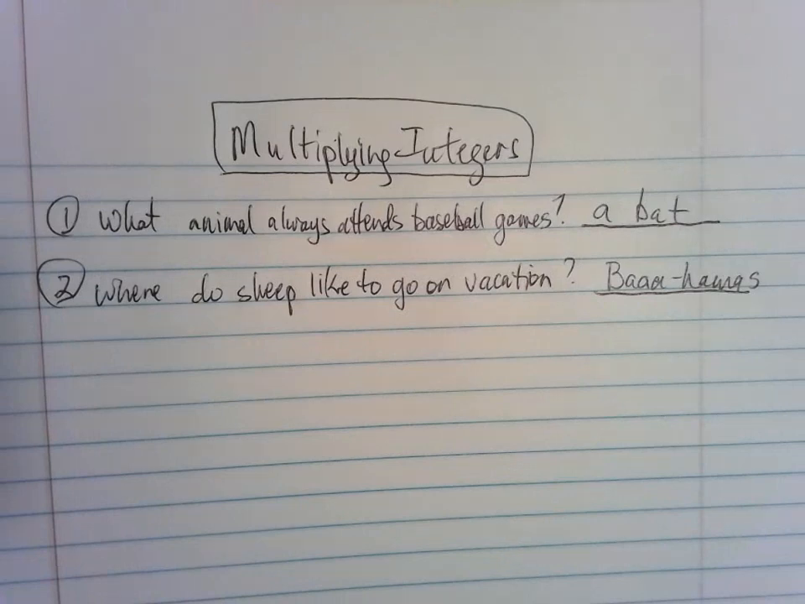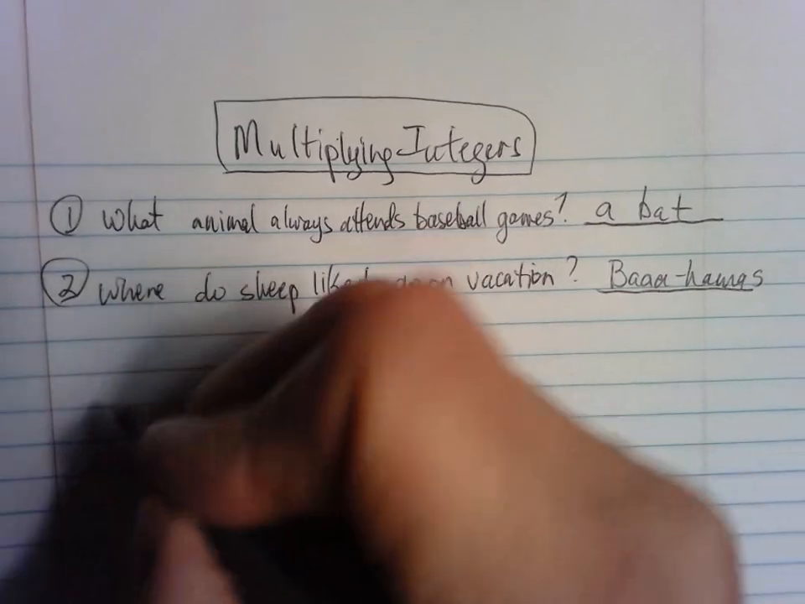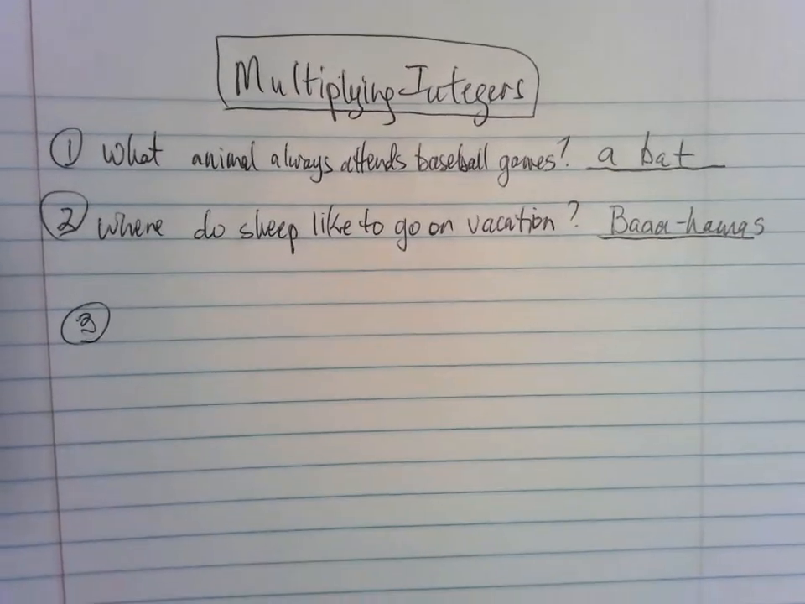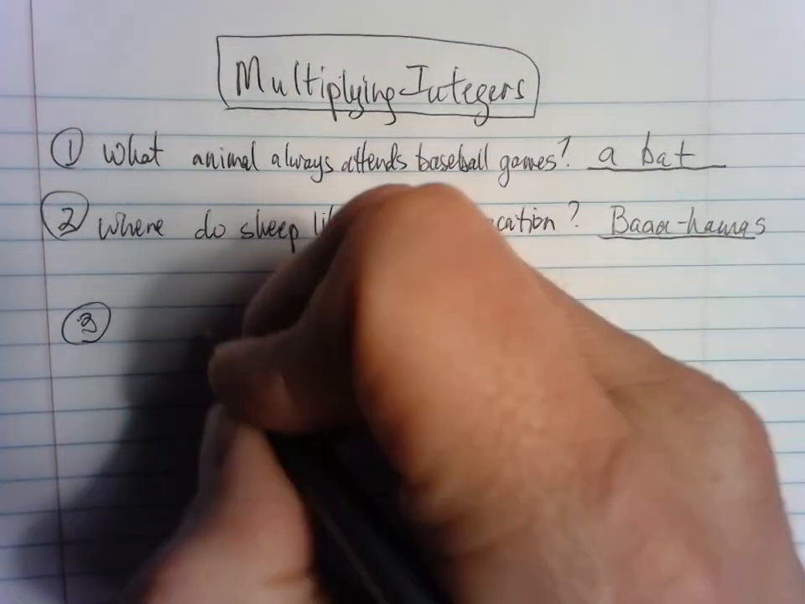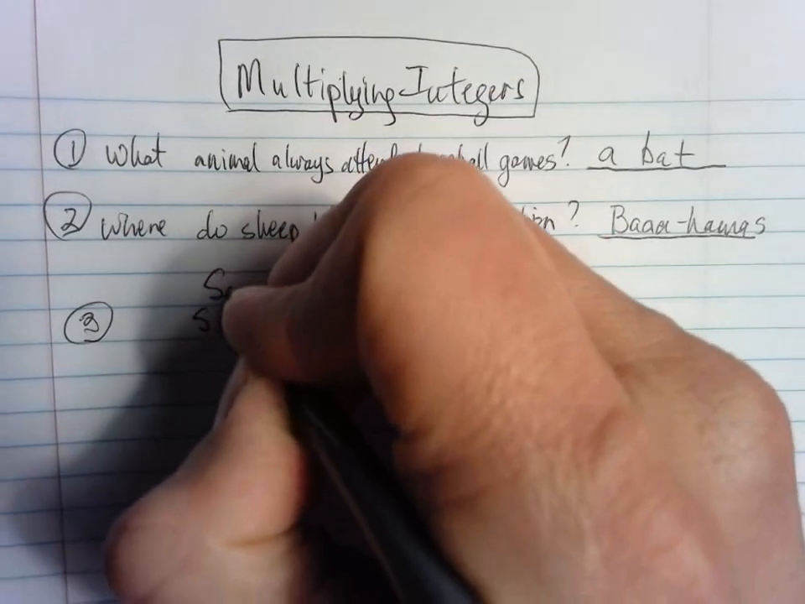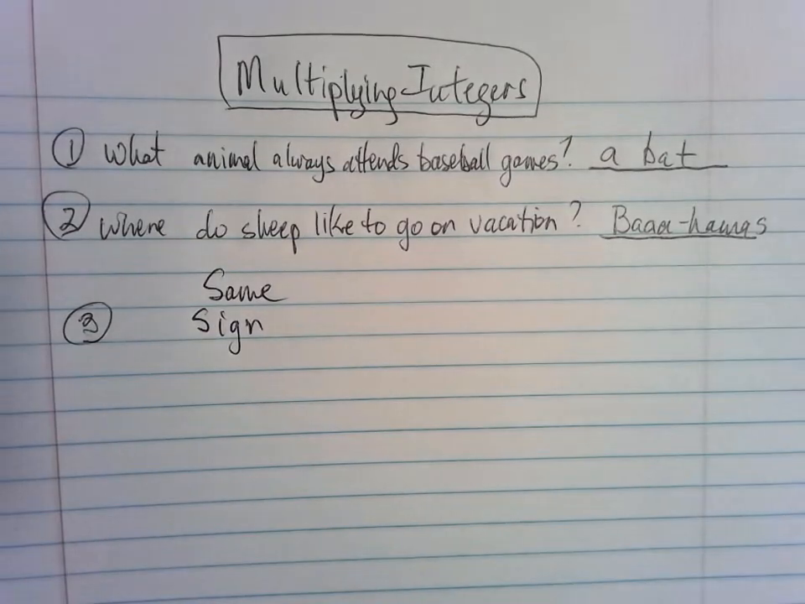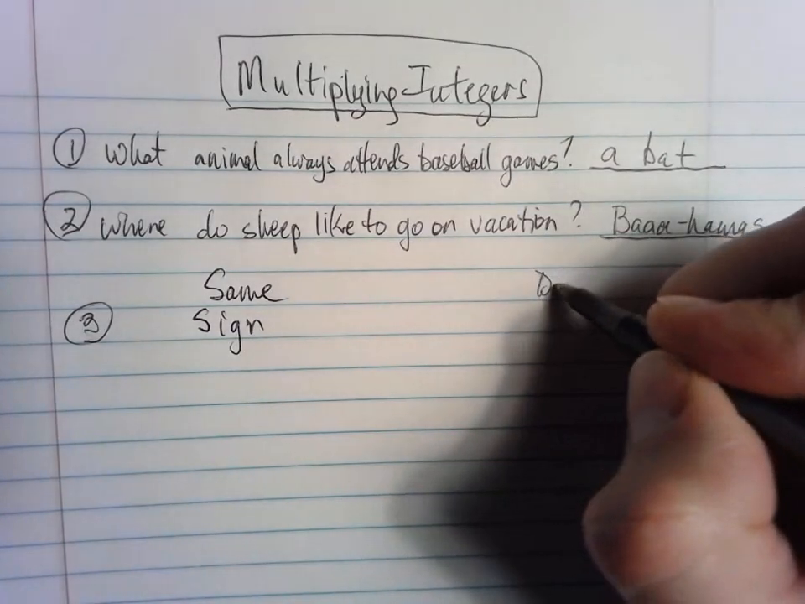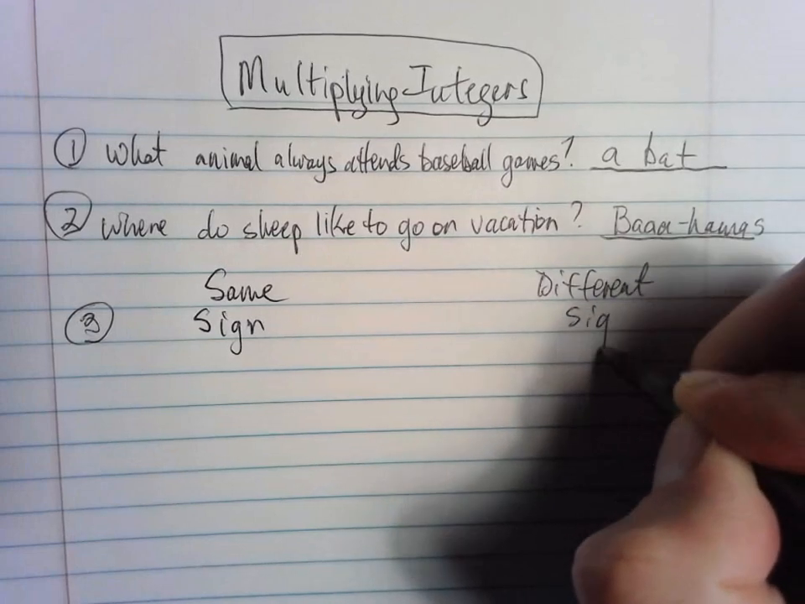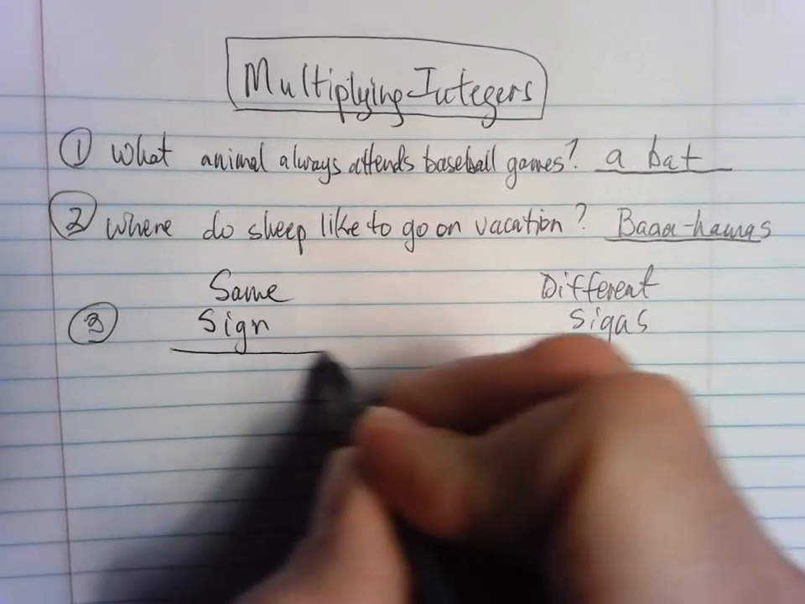Until we can get there, let's talk a little bit about multiplying integers today. The first thing I want to do is break it down into two different sections. When you think about multiplying integers, you need to think about, do they have the same sign, or do they have different signs? Let's talk about if they have the same sign.